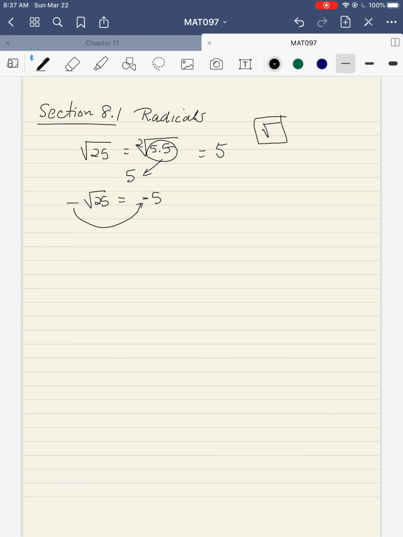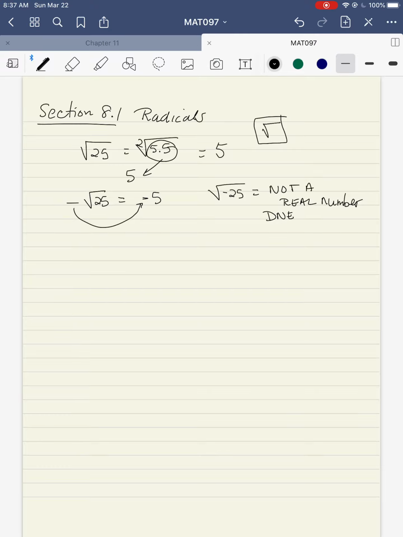But if you have a negative inside, this is not a real number. You can't do this one. And I believe in the computer they want you to type in D and E.